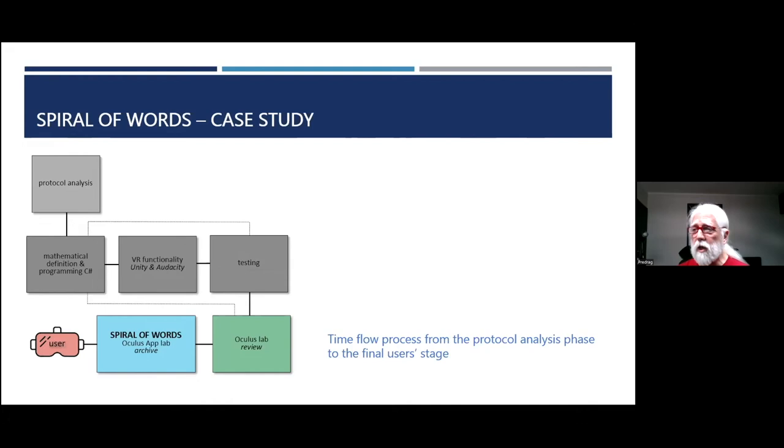Here is a scheme of the time flow from protocol analysis to production of our video work. It has several steps: mathematical definition, programming, VR functionality, sound effects, etc., and then testing, retesting, and sending this for verification and review to Oculus Lab. After verification, they put it directly on their platform, and Spiral of Words became available to very wide users all over the world. Of course, those users must use a specific VR headset because we made our project for Oculus Quest 2.